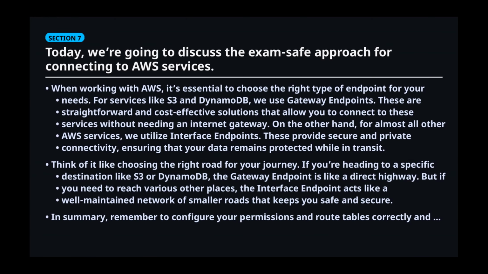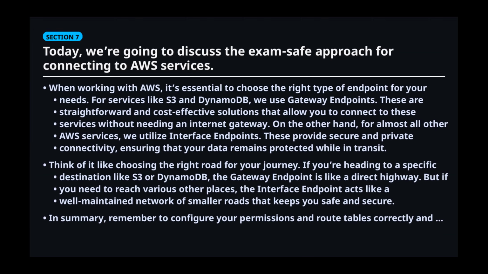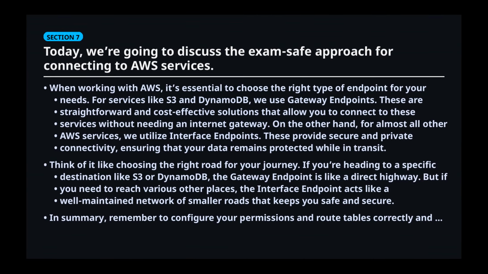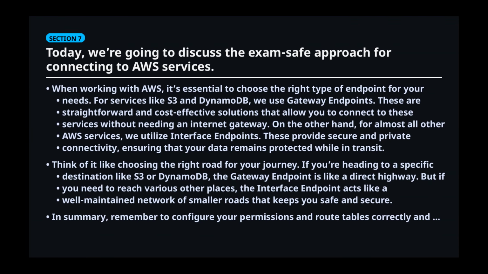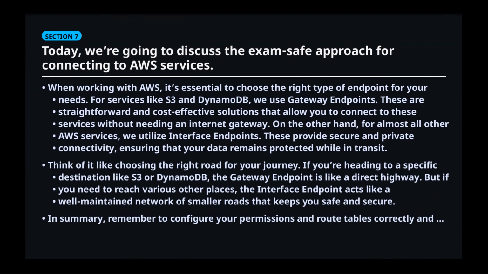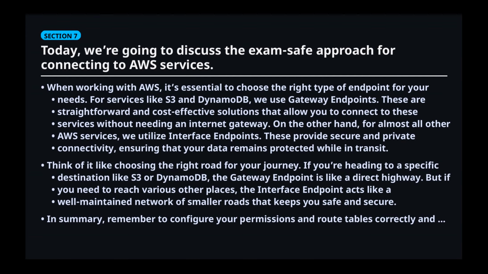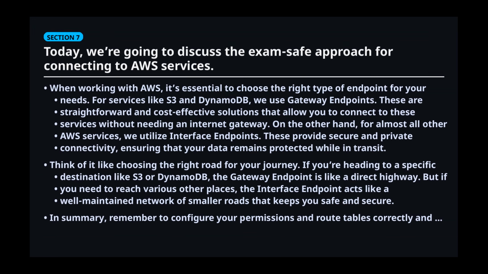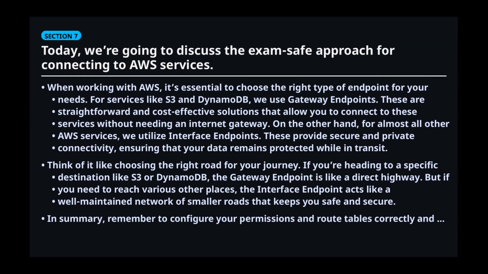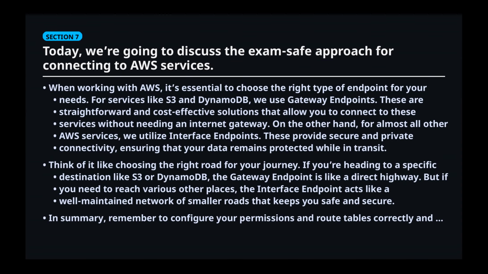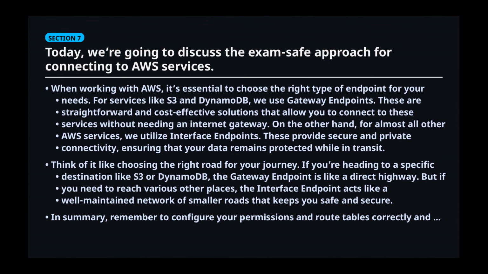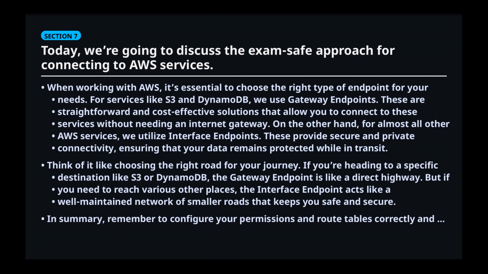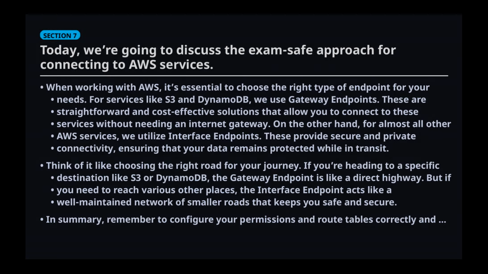When working with AWS, it's essential to choose the right type of endpoint for your needs. For services like S3 and DynamoDB, we use gateway endpoints. These are straightforward and cost-effective solutions that allow you to connect to these services without needing an internet gateway. On the other hand, for almost all other AWS services, we utilize interface endpoints. These provide secure and private connectivity, ensuring that your data remains protected while in transit.